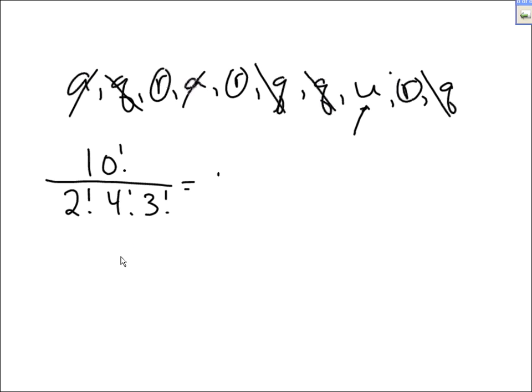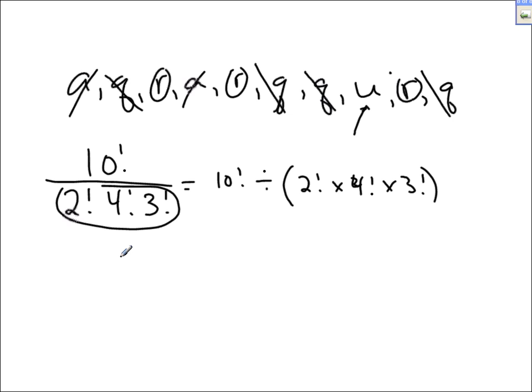Okay, you can do 10 on your calculator and hit the factorial button, and then division, and open up a bracket, because we're dividing by a lot. We're dividing by 2 factorial times 4 factorial times 3 factorial. And how you get the factorial on your calculator depends upon which calculator you're using. The next section we're going to cover will be combinations.